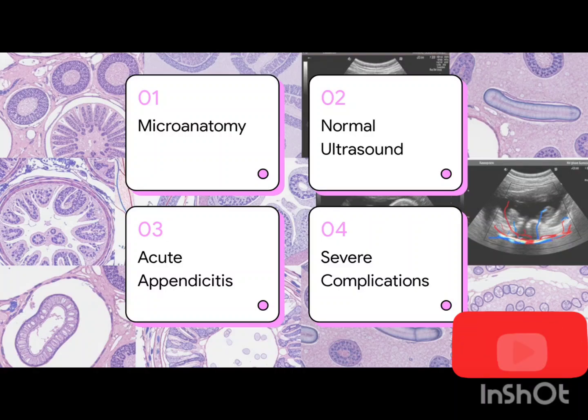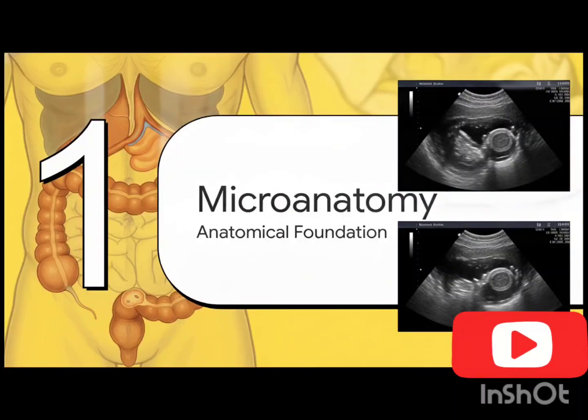Let's get to it. Section 1, Microanatomy of the Appendix, establishing the anatomical foundation. Before we zoom all the way in under the microscope, we have to start macroscopically. The appendix doesn't just float freely in the abdomen. It directly arises from the cecum, which is basically the very beginning of your large intestine. Knowing exactly where it anchors, that's step 1 for literally any diagnostician.